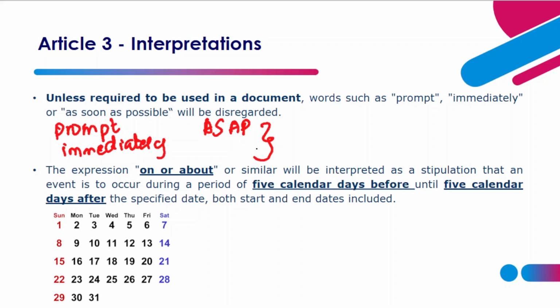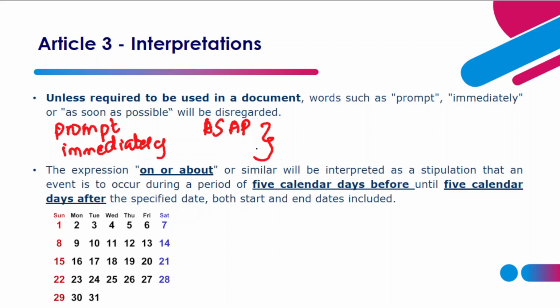So to avoid misunderstanding, unless it's a must to include these terms, the bank is saying ask your beneficiary to disregard these terms from being used in the letter of credit. The expression "on or about" or similar will be interpreted as a stipulation that an event is to occur during a period of 5 calendar days before until 5 calendar days after the specified date, both start and end dates included.